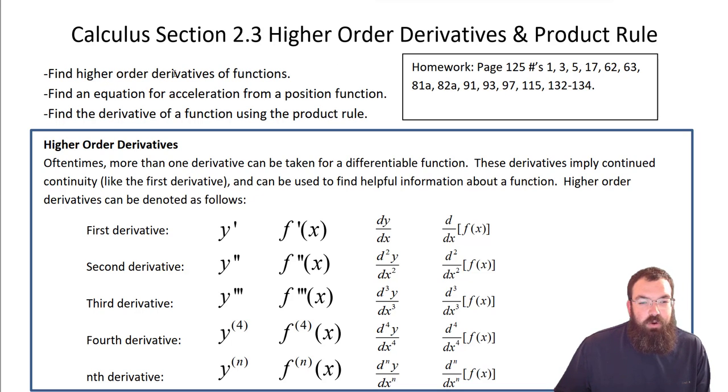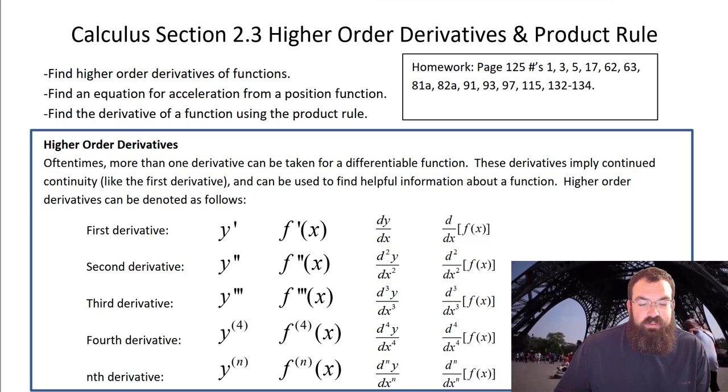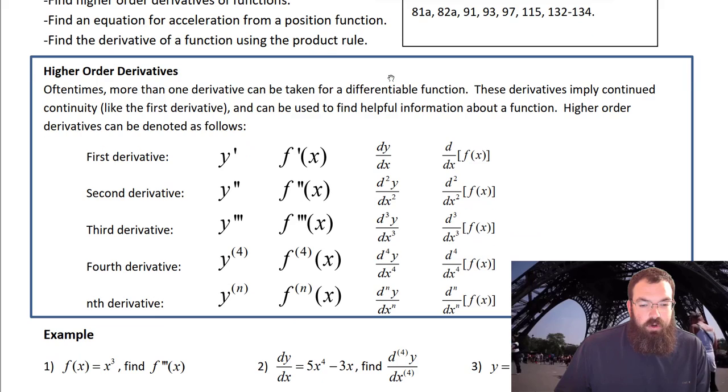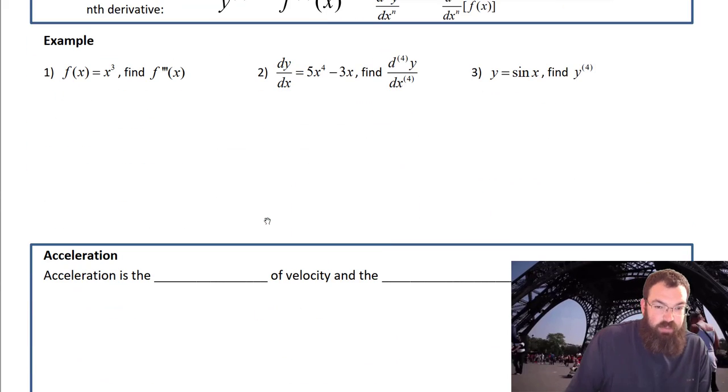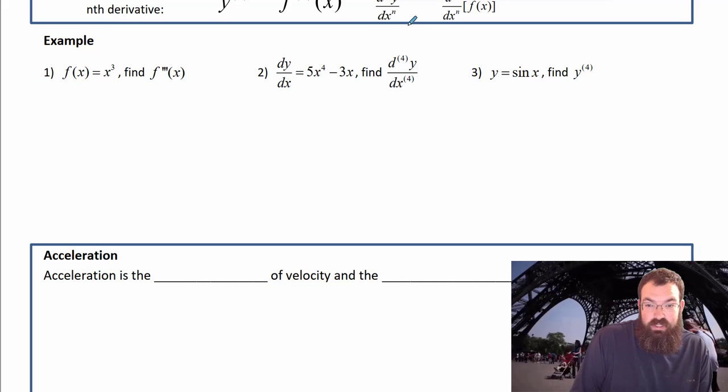Alright, so higher order derivatives of functions, equations of acceleration from a position function, and then the derivative of a function using the product rule. Okay, so higher order derivatives, here we go. You can take a derivative as many times as you want until you get to 0. So y prime was the first derivative, then double prime, triple prime, fourth prime, or the nth prime, which you can take with the nth derivative. These are just 4 different ways to write it. I'm not going to spend too much time with that. So we'll do some examples.